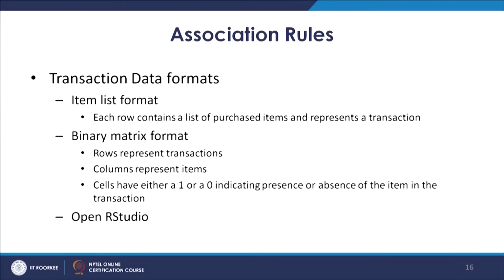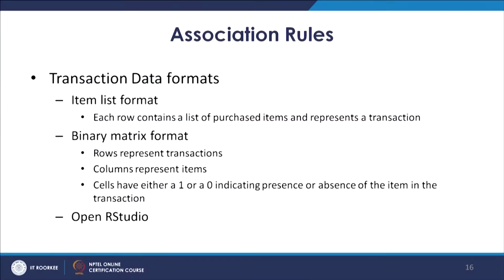The second format is the binary matrix format. In this particular format, rows represent transactions. So, again rows are still representing transactions, but the columns represent items. Now, when the columns represent items and rows represent transactions, the cells can have either a 1 or 0 value that indicates the presence or absence of that particular item in the transaction. So, for any particular column representing a particular item, if the value for that cell in a particular transaction is 1, it means the presence of it. Otherwise, if the value is 0, it means the absence of it. So, this is the binary matrix format.